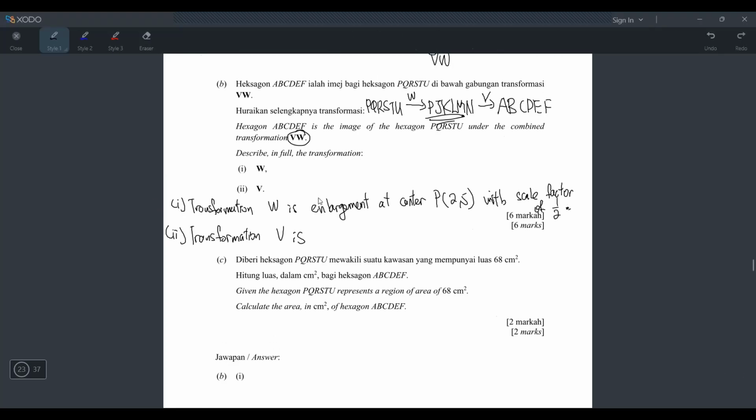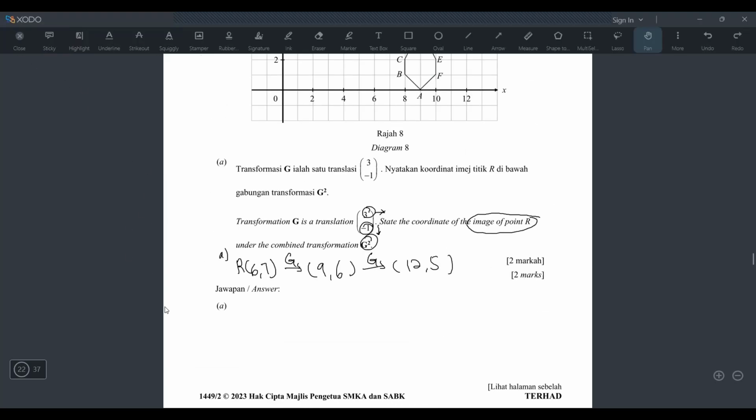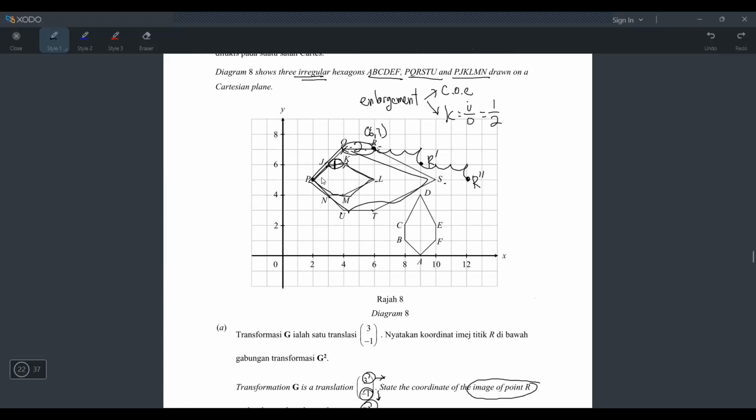Okay, second one, transformation V. V is from PJKLMN to ABCDEF. So we just continue from where we left off just now. So we start from this big one, right? And after we start from this big one, we do enlargement, so it becomes smaller already. And then this one, now it ends up, it becomes this, right?